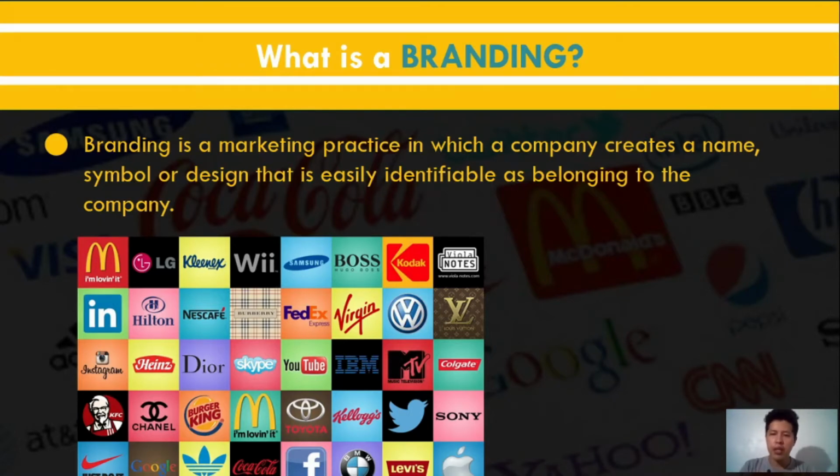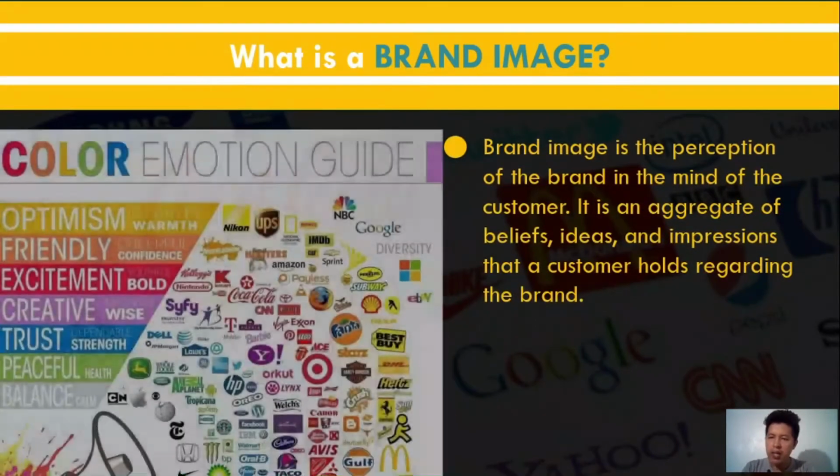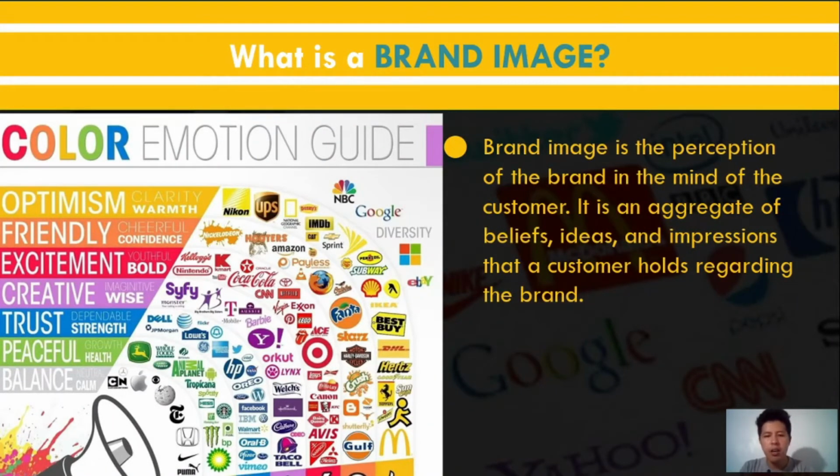Now, as a result of branding, there is a perspective on the side of the customer, and that is called a brand image. What is a brand image? A brand image is the perception of the brand in the mind of the customer. It is an aggregate of beliefs, ideas, and impressions that a customer holds regarding a particular brand. How does a customer feel about your brand? Is your brand something that is good in quality from the perspective of your customers? Or is your brand something that is trustworthy? Now, if you look at this image on your screen, there are levels or guides, colors of emotions that affect the perspective of the customers when dealing with your identity.